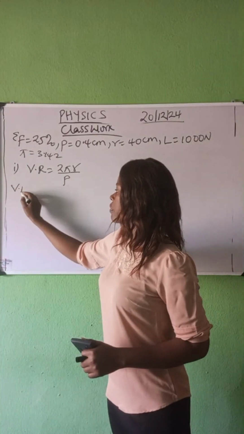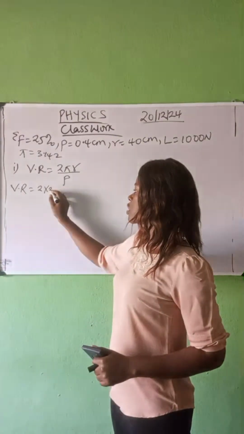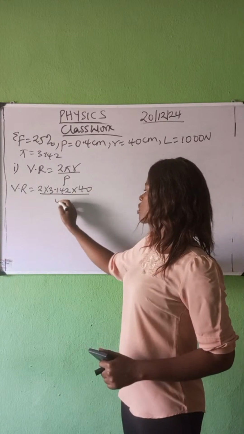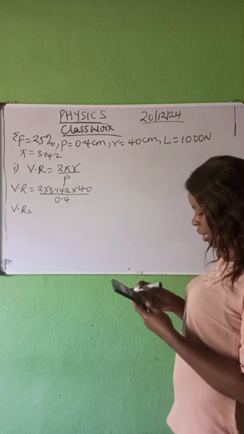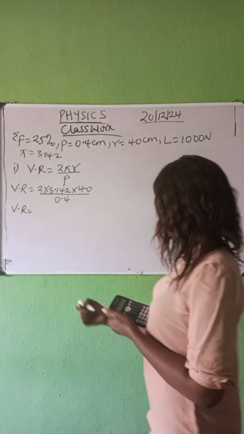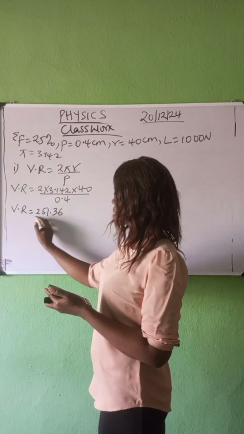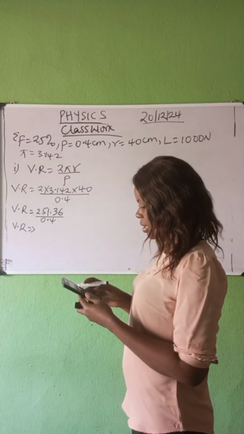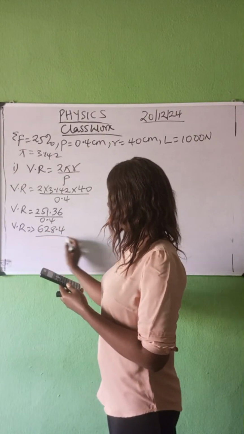So VR is equal to 2 pi. We can replace pi with its value because pi is given as 3.142. So 2 multiplied by 3.142 multiplied by the radius, which is 40, then divided by the pitch, which is 0.4. Now let's work it out. With the help of your calculator, 2 times 3.142 multiplied by 40 is equal to 251.36, and divided by 0.4. So the answer becomes 628.4. Remember, it has no SI units.